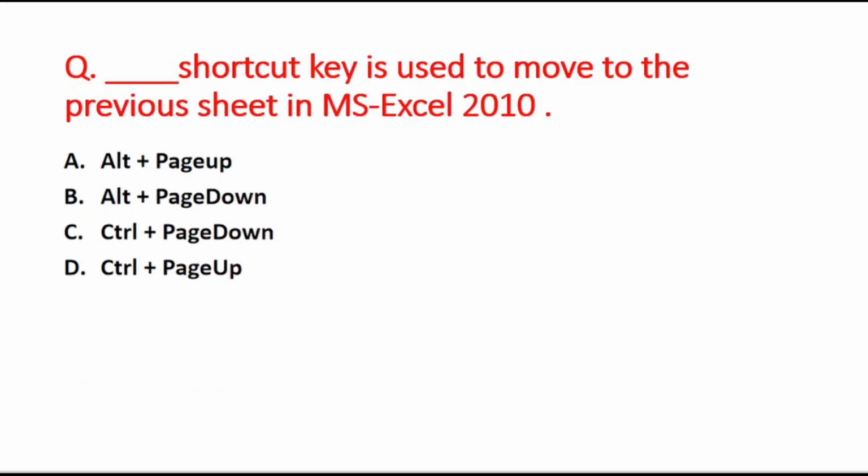Next question is, blank shortcut key is used to move to the previous sheet in MS Excel 2010. Your A option is Alt plus page up, B option is Alt plus page down, C option is Control plus page down, and D option is Control plus page up. So the right answer is option D, that is Control plus page up.